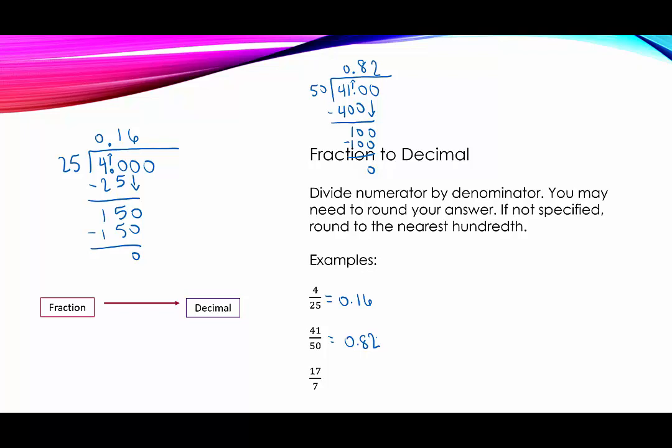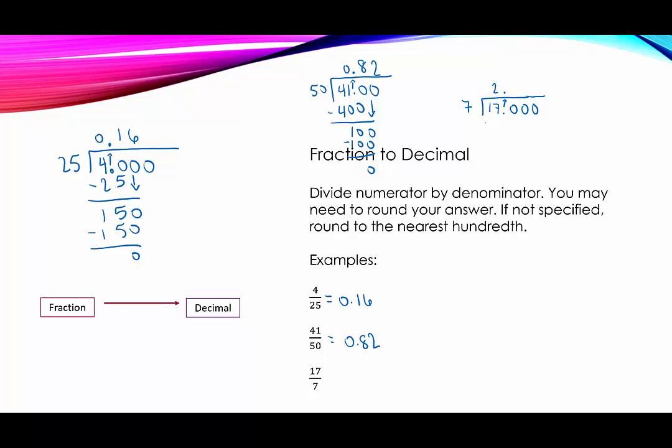How about 17 over 7? 17 over 7, so 7 goes out of the house. 17 goes into the house. I think this one is going to be a repeating, so I'm going to set up 3 zeros just to give me that thousandths place so I know how to round the hundredths place. I'll bring the decimal point straight up. 7 goes into 17 2 whole times.